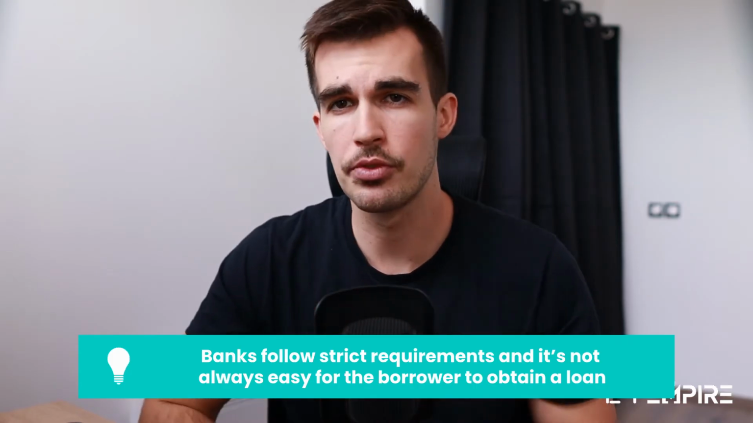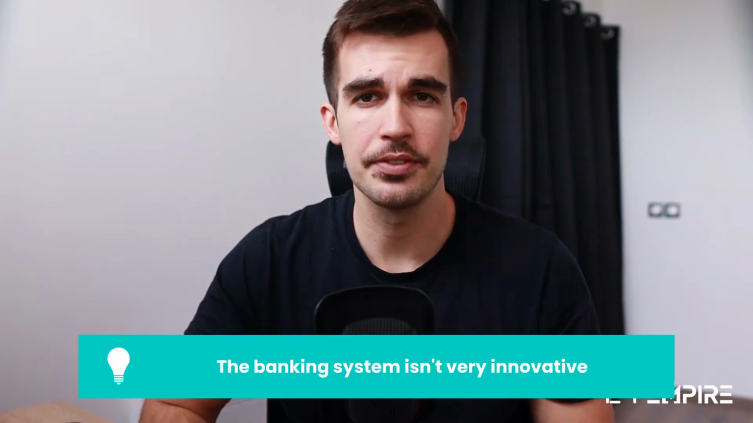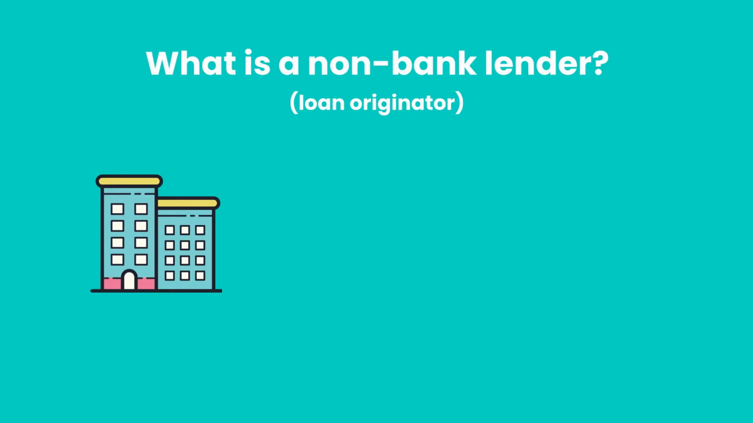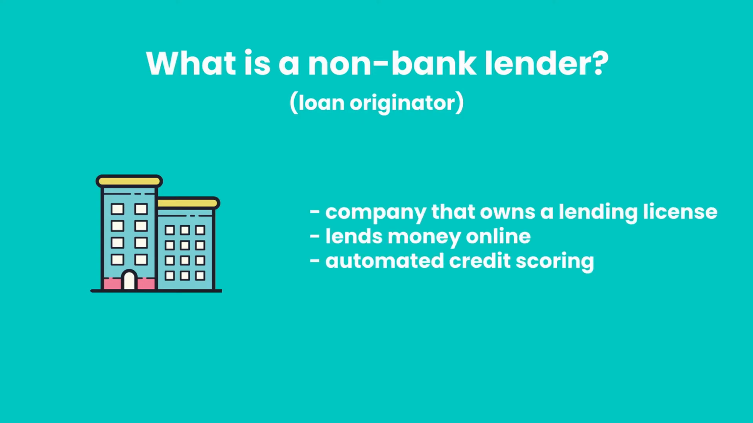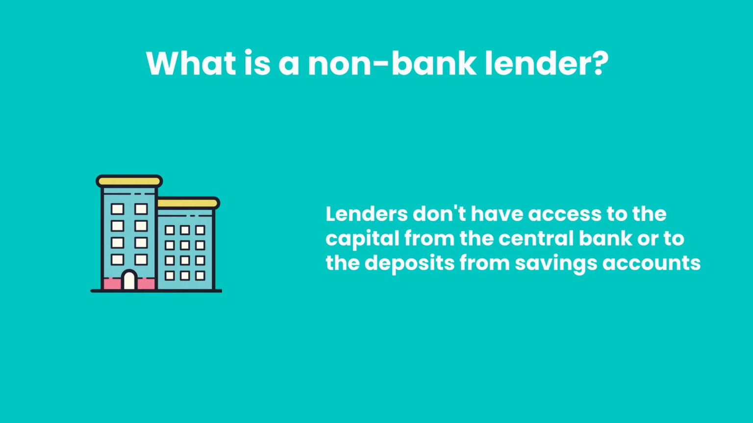There are, however, a few challenges that banks are facing. It's not always easy to obtain a loan from a bank. The banking system in certain countries is not very innovative, which opens doors to non-banking lenders, which are companies that own a lending license and take the role of a lender. Those companies typically develop an automated lending process which allows borrowers to borrow money instantly. As you remember, a bank gets its funds from its customers or from the central bank. A lending company doesn't have access to this capital, which is where P2P lending comes in.